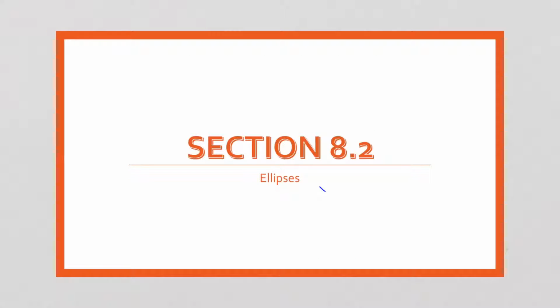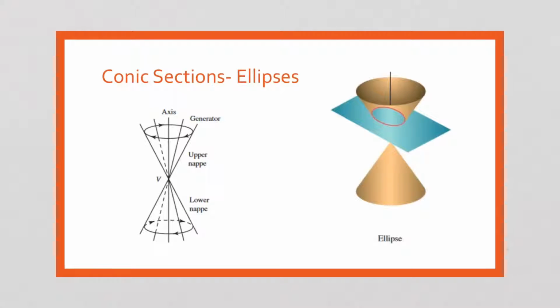This is a video for section 8.2. Today we're going to talk about ellipses. And ellipses are also a part of the conic sections unit. In this case, when I take a cross section from the cone, I'm still only going through one nappe. If I go more horizontally, I end up with an ellipse. And it cuts through it here.